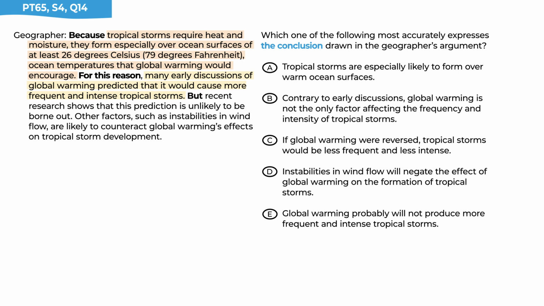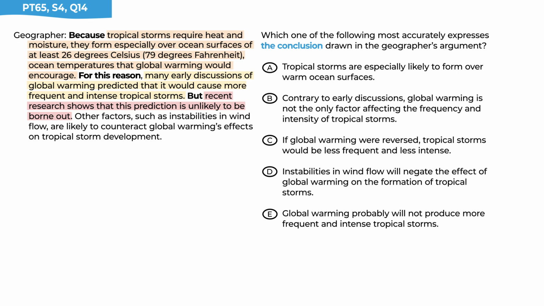At this point, we get the word but, and the word but is a pivot. So, but recent research shows that this prediction is unlikely to be borne out. So we have a language cue, the word but, telling us that we're pivoting back into the author's position, away from the opposing point. And this claim, recent research shows that this prediction is unlikely to be borne out, actually follows along a couple of patterns in main conclusion questions. First, it follows the pattern of refutation. We looked at that earlier, where 39% of main conclusion questions work by refuting a previously stated position.